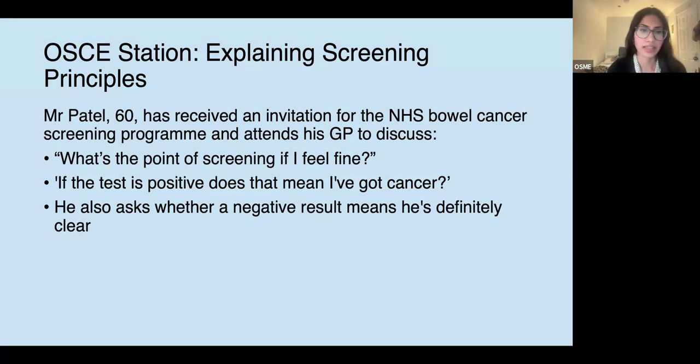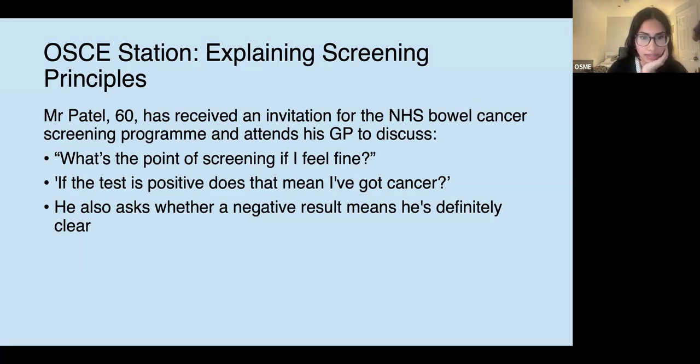All right, okay. His second question: if the test is positive, does that mean I've got cancer? Here we have to explain that screening isn't diagnostic, it's just an indication for further investigation, essentially. So the first stage is FIT, and we know what other things can cause a positive FIT test that aren't cancer, right? So you can explain those to him. Things like hemorrhoids, IBD, polyps that are bleeding. And obviously you have to explain that cancer can be a cause as well at this stage. And that he needs a colonoscopy if the test is positive, as in explain the next stage.